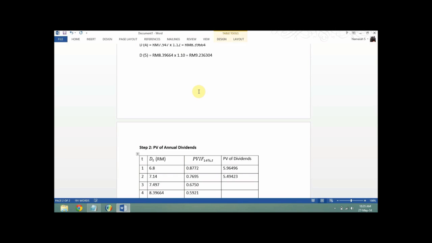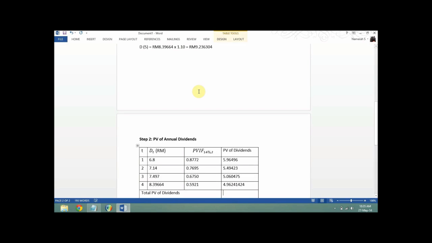For year 2, it is 5.4923423. For year 3, it is 5.060475. For year 4, it is 4.96241424. Now the total present value of dividends is equal to the sum of these, which is equivalent to 21.48207924.